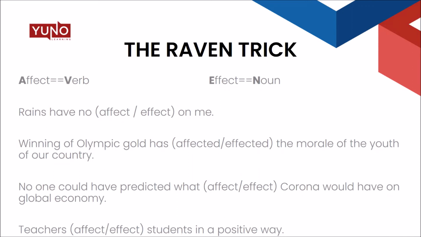Moving over to the third sentence: no one could have predicted what effect Corona would have on the global economy. So yes, I think you are very correct in your thought process that here we are talking about the impact or the consequence of Corona. So here again, the right answer is option B.